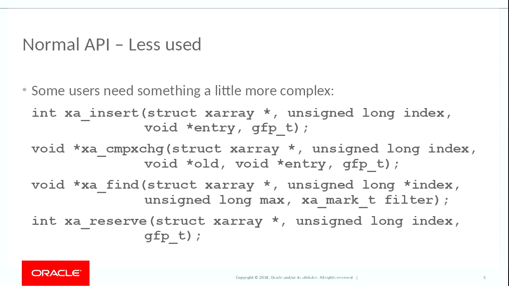And reserve is a shocking part of the, it's an awful part of the API, really. But what it does is, if your locking is so complicated that you would otherwise have to really mess around with the locking, before you take any lock at all, you can say, reserve this index, and then you can do a store later without allocating memory.